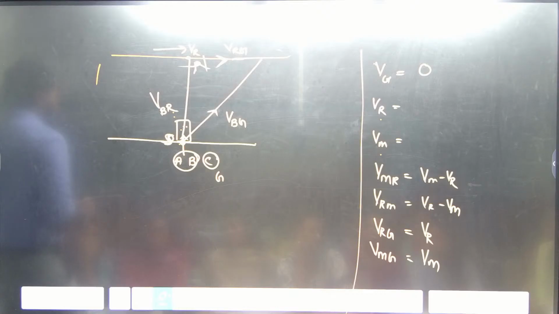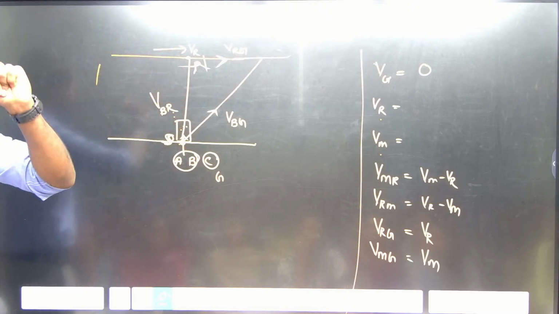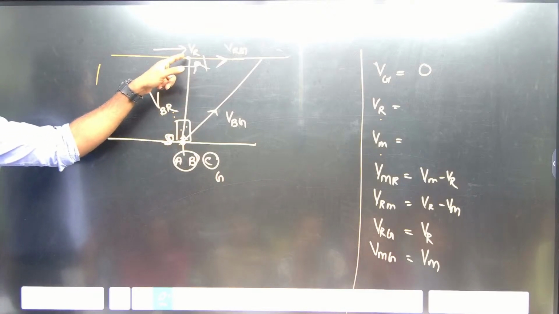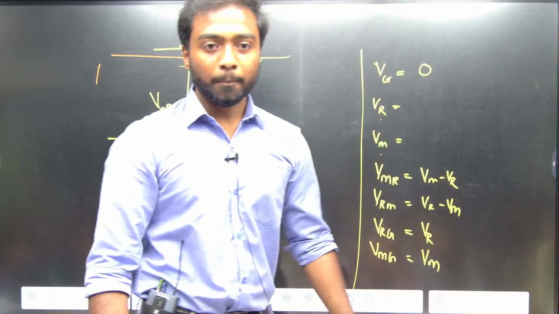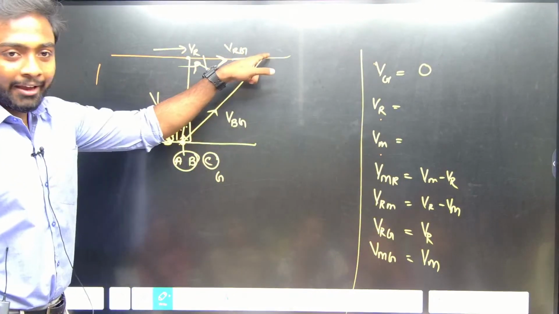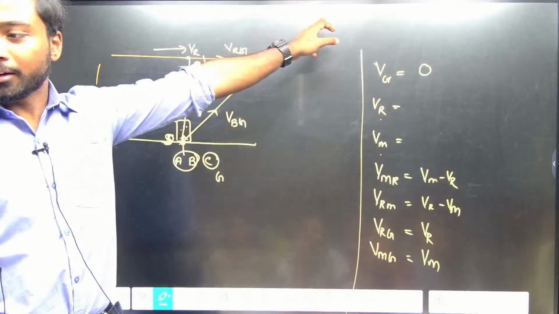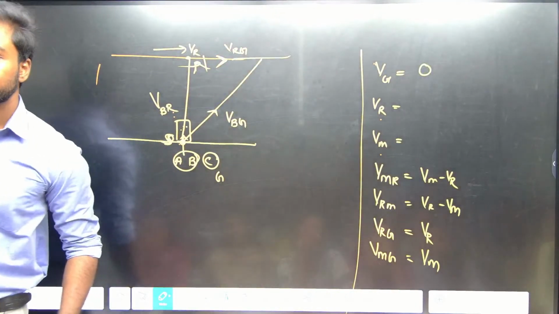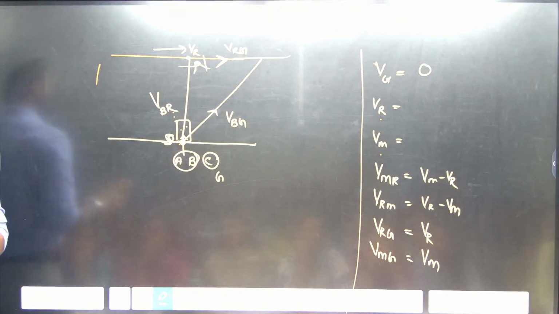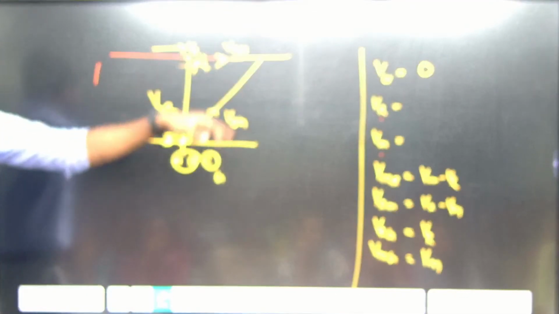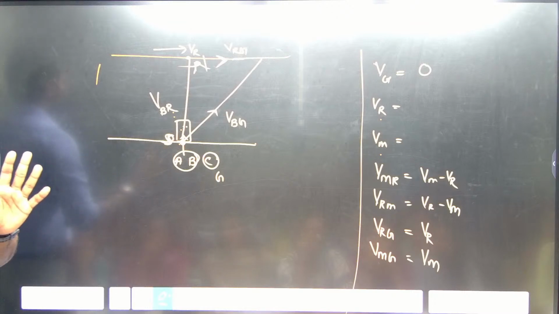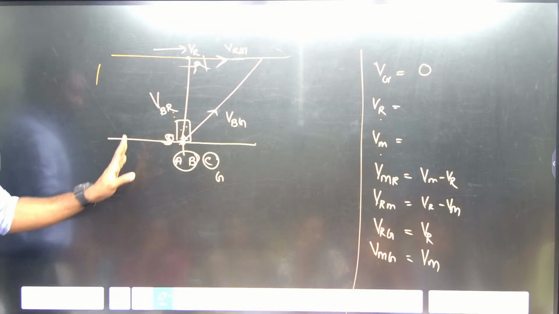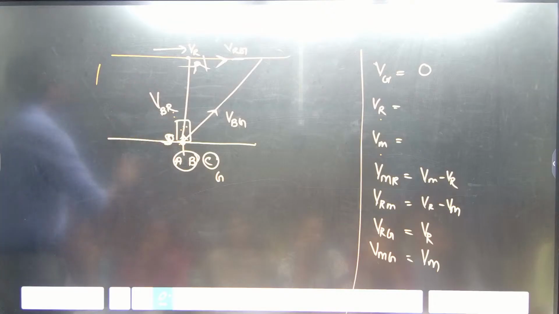No. Shortest distance, listen. Shortest distance, if I want to travel, I need to oppose the water. But if I take this direction, I will go along with the river, I will go fast, no? Getting the point? Is there any doubt in this diagram? Take the diagram, only diagram. Next we will see the two topics. If you understand the diagram, the topics will be easy.